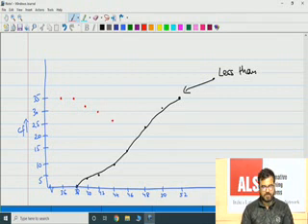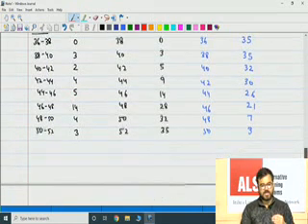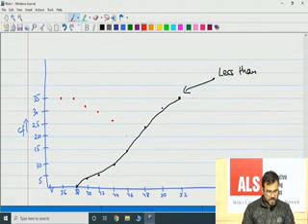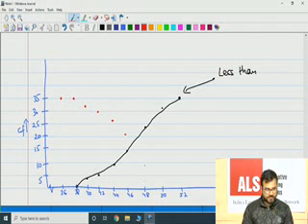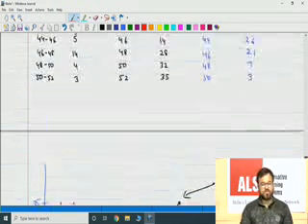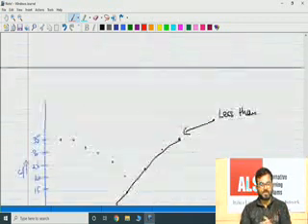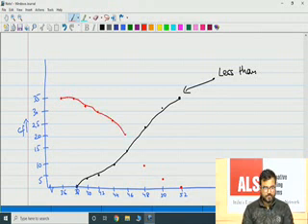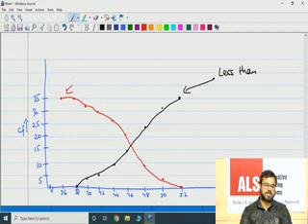So, more than 44 we have 26, then 21, 7 and 3. So, more than 46 we have 21, more than 48 we have 7, and more than 50 we have 3. And more than 52 there will be no people given over here, so more than 52 will be 0. So, we can take it up to here. Now, we will join it. Like this we have joined. So, this is the more than ogive.